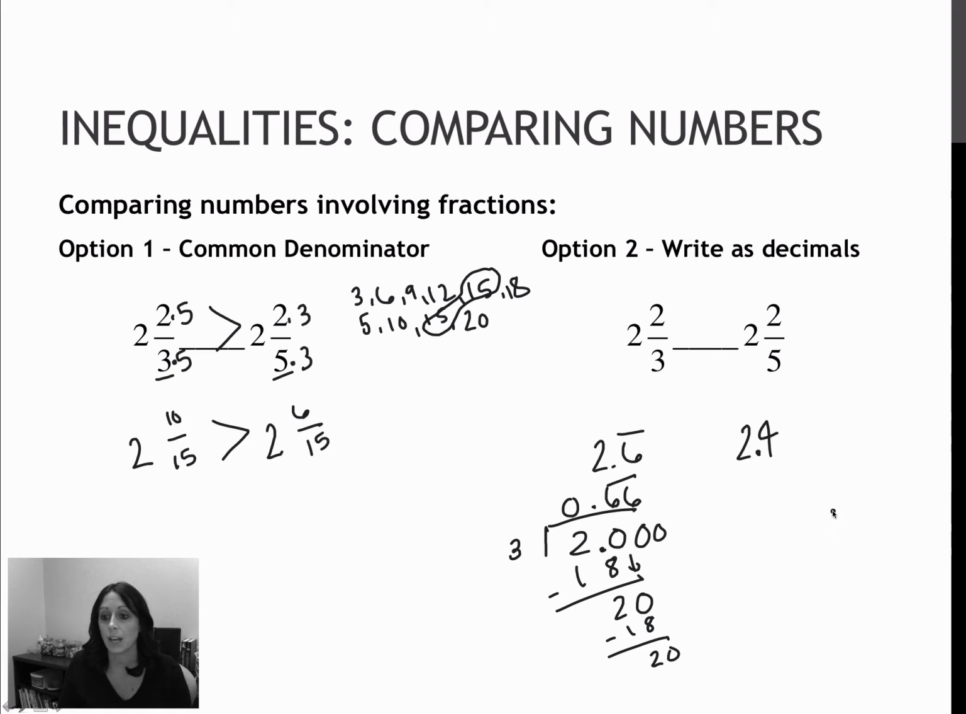On the other side, I would put the 2 here and the 5 here. And again, 5 does not go into 2, but it goes into 24 times. 4 times 5 is 20, and that's where I would get the 0.4. Either way, I'm looking at 2.6 repeating and 2.4. 2.6 is greater, and so 2 2/3 is greater.